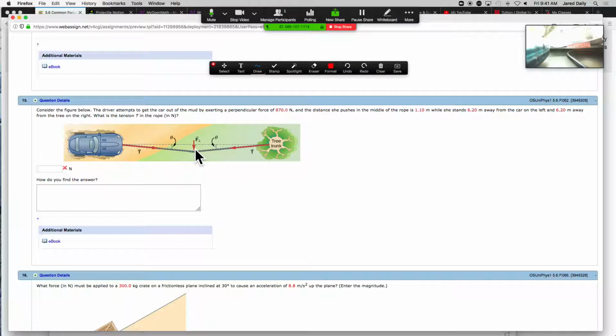So we push this way, and the force that we push with is counteracted by the vertical component of this tension force. And the horizontal component of this tension force pulls the car out, as long as the other horizontal component doesn't pull the tree out. As long as this tree right here is really, really strong on the ground, you can pull a car out really easily this way.